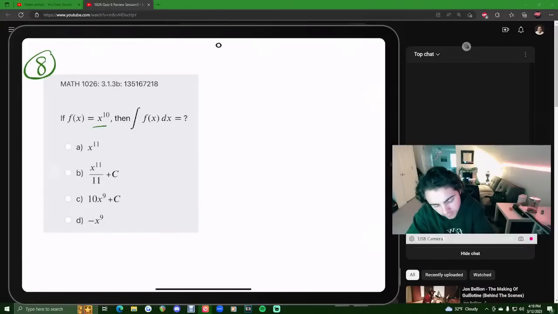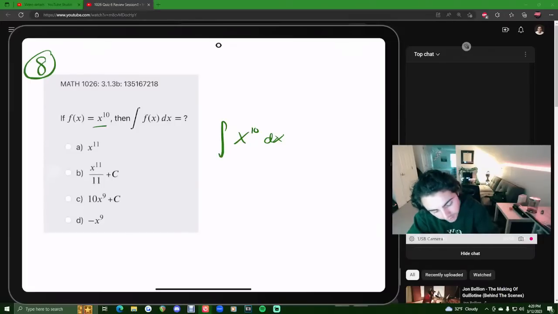Number 8, we're given this function x to the 10th. They ask, what is the integral of that function? So what's the indefinite integral of x to the 10th? When I say indefinite, I'm basically saying there are no boundaries. We're not integrating from one x value to another. So indefinite, that's the definition. To take the indefinite integral is to find the antiderivative.